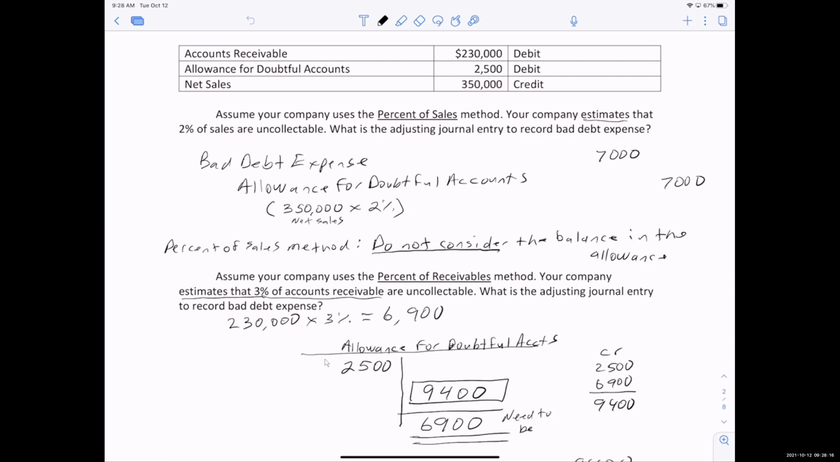Allowance for doubtful accounts has a credit balance. Well, how does it get to a debit? Well, when you write them off, you're going to debit allowance for doubtful accounts during the write-off process. Well, what happens? That's an estimate, and if you underestimate, you're going to be debiting more allowance for doubtful accounts than you have. So sometimes it will make it go to a debit.